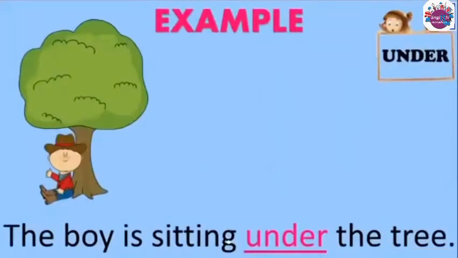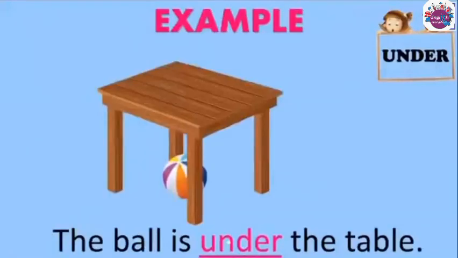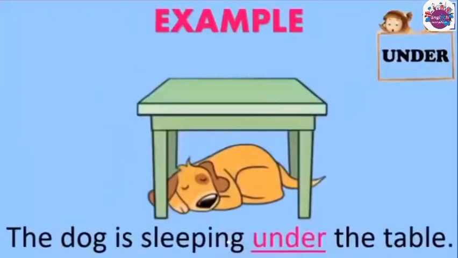The boy is sitting on the chair. Now we'll talk about under. The boy is sitting under the tree. Can you see the picture, children? The boy is sitting under the tree. Where is the ball in this picture? The ball is under the table. Where is the dog? The dog is sleeping under the table. Here, under is a preposition. It tells us where the dog is.